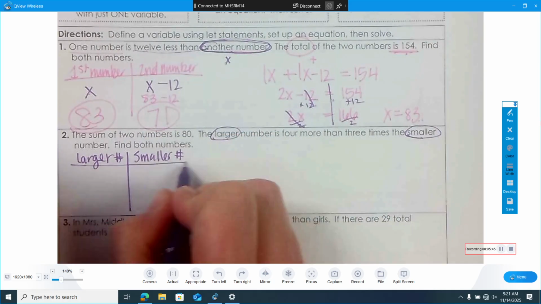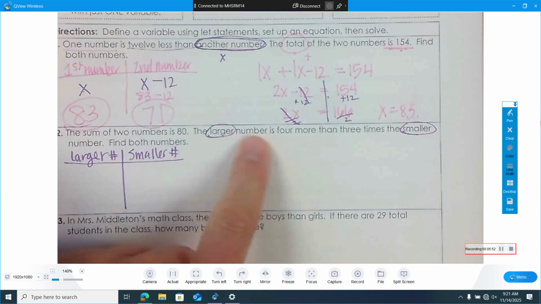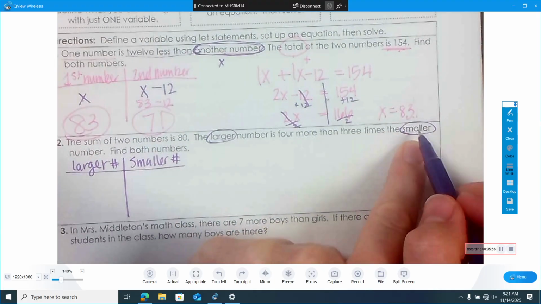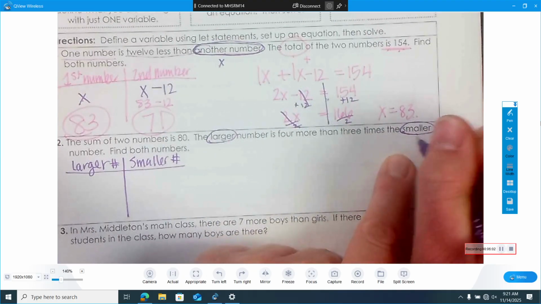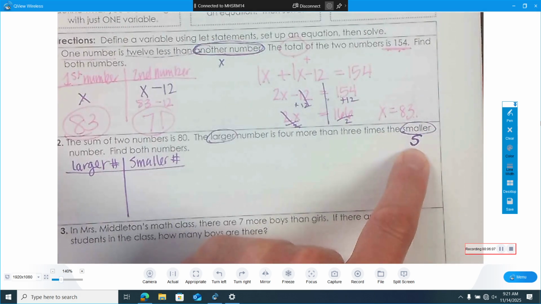All right, so there's my little references. We're talking about a larger number and we're talking about a smaller number. Now it says the larger number is 4 more than 3 times the smaller number. Do we know how big the smaller number is? No. So what can we call it? X. I'm going to use S. Can I use S instead? I'm going to use S because S stands for smaller.